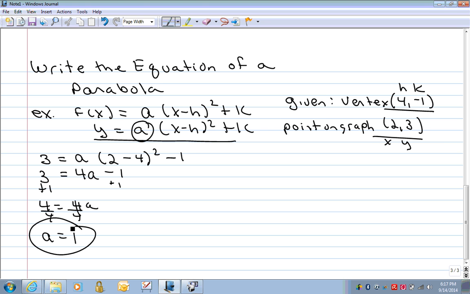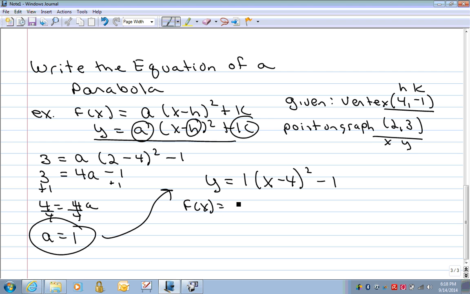Now we're going to go ahead and plug back into our equation. We're going to put in the h, the k, and the a, but we'll leave our x and y for different points on our graph. So our equation would be y equals a, which we now know is 1, times x minus our h, which we know is 4, squared, plus our k, which is negative 1, so minus 1. And then we could actually go back and write it as f of x equals 1 times x minus 4 squared minus 1. And that would be our equation.